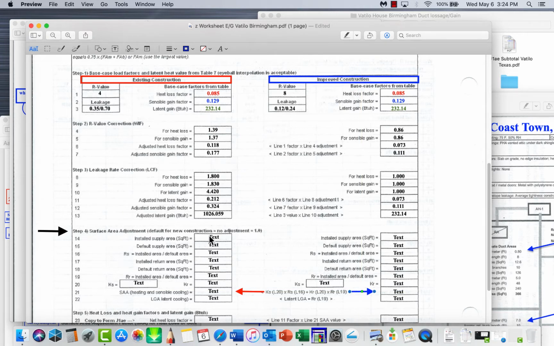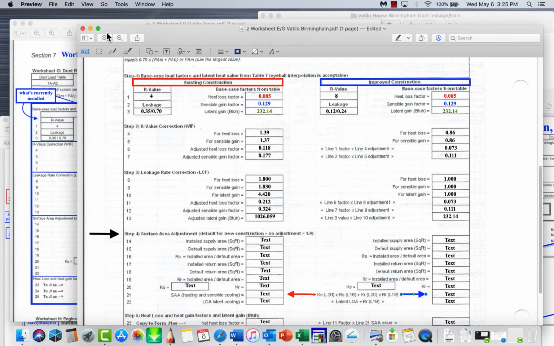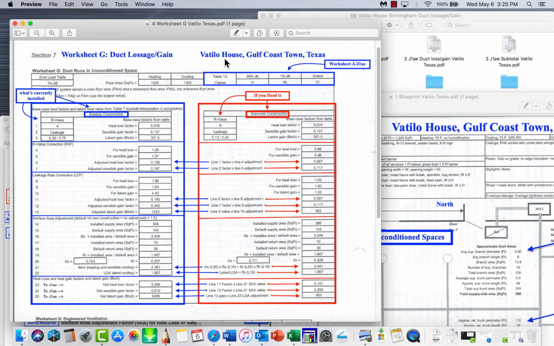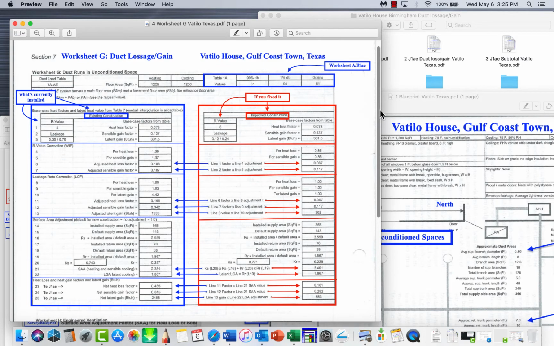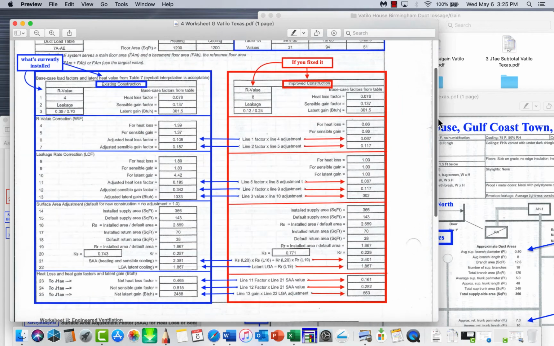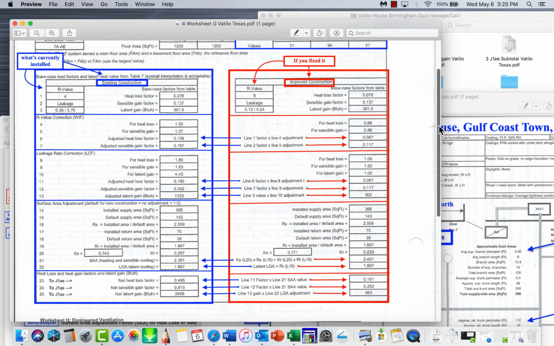So let's just take a look at where they came up with some of these numbers, so it'll help you when you're looking and you're doing a J manual heat load for the duct surface area. So back to where we were originally, let's look at the Vatilo House in Gulf Coast Town, Texas. This is the Gulf Coast Town, Texas house, and we got a couple numbers here, and we just need to kind of figure out where they're coming from.